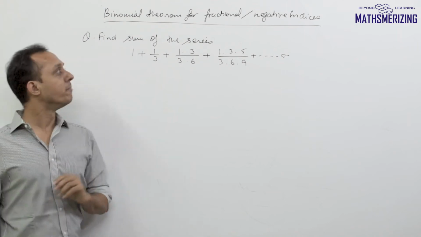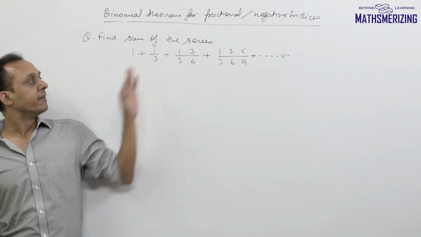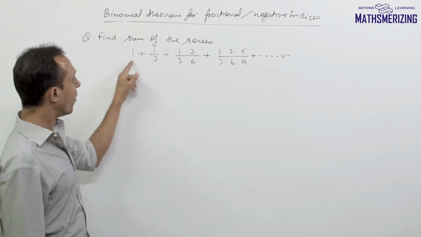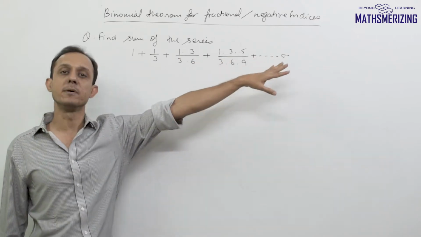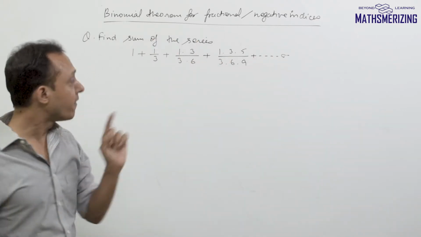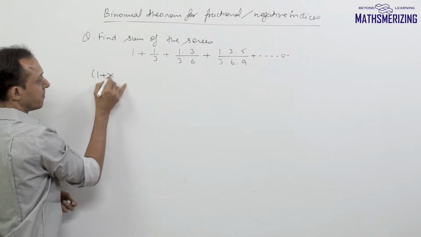Another set of questions in Binomial theorem for negative or fractional indices is where we need to find the sum of any given series. Say for example this one: 1 plus 1 by 3 plus 1 into 3, 3 into 6, and this series continues up to infinite.